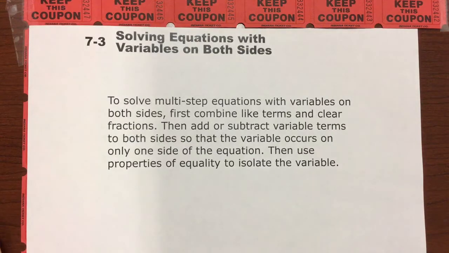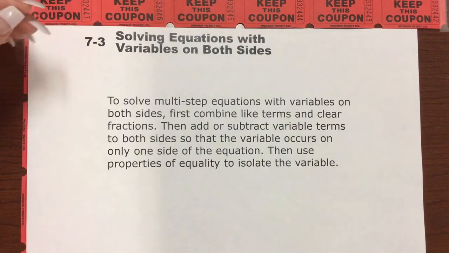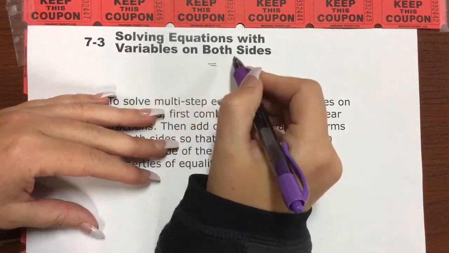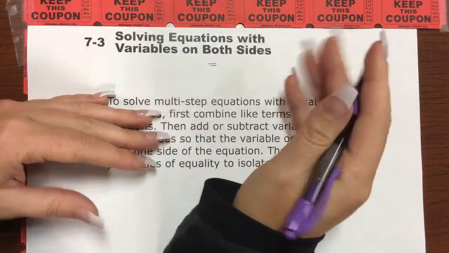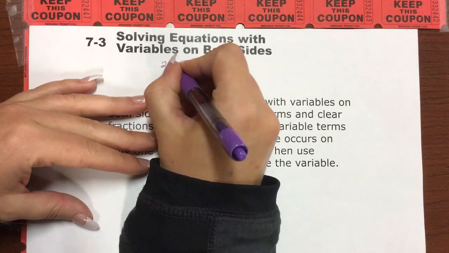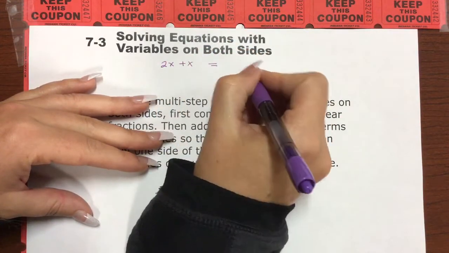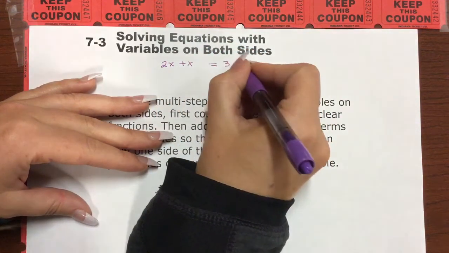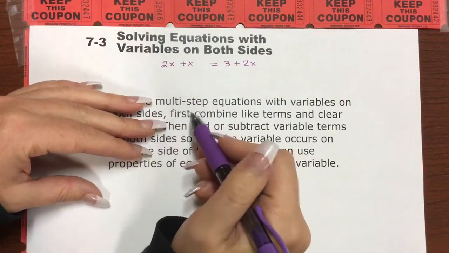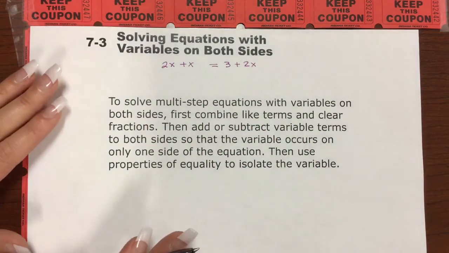All right, we are in Chapter 7, Lesson 3, solving equations with variables on both sides. Solving equations, so we have an equal sign, with variables on both sides. That means we have x's or whatever our variable is on both sides. So it could be something like this, 2x plus x equals 3 plus 2x. We have variables on both sides of the equation. So that's what we're going to be doing for this section.